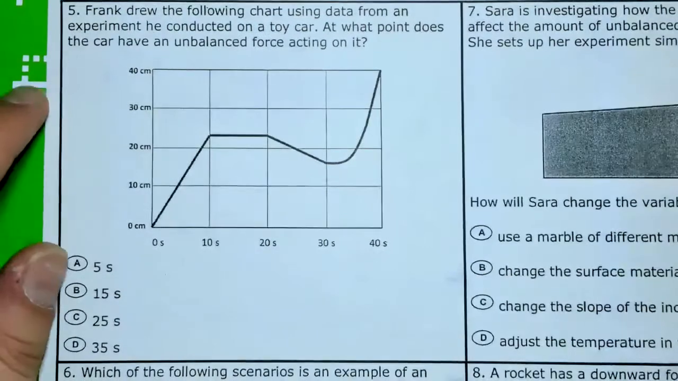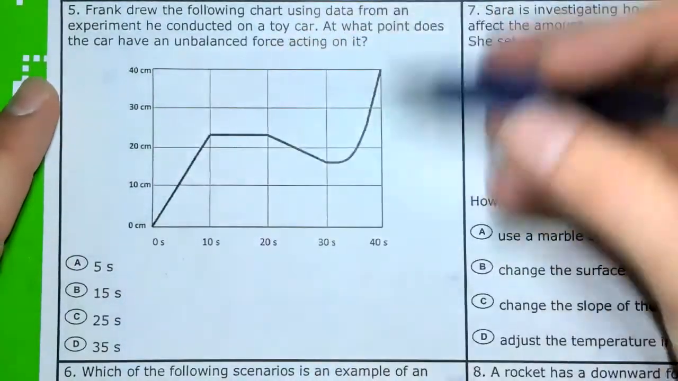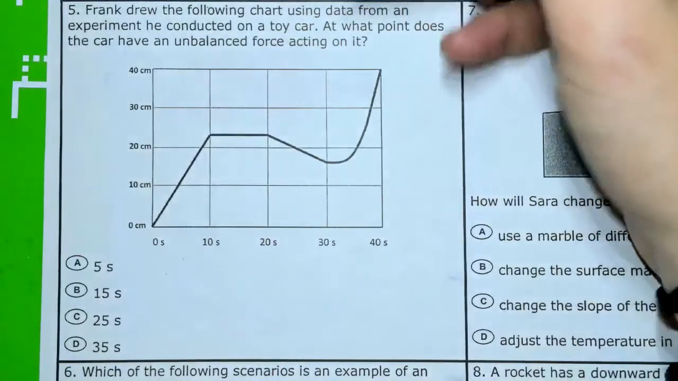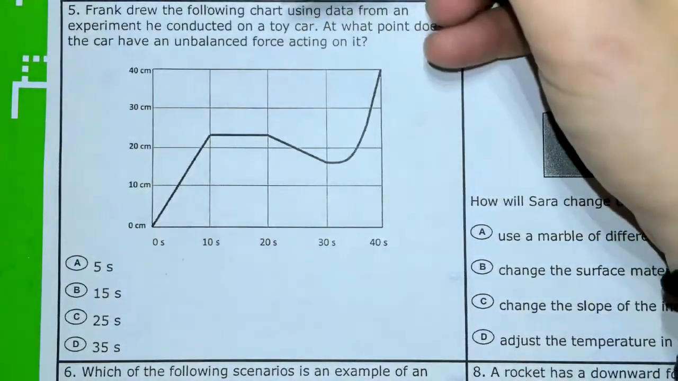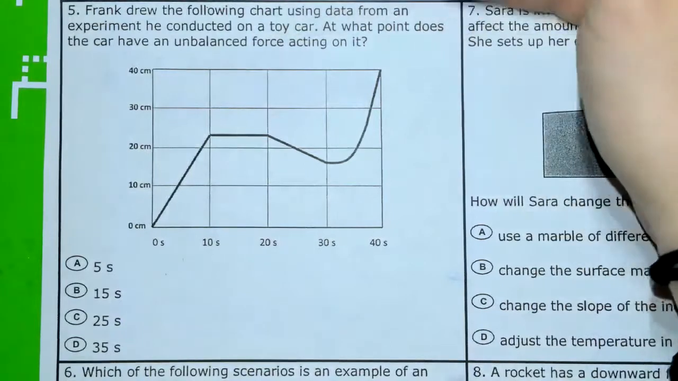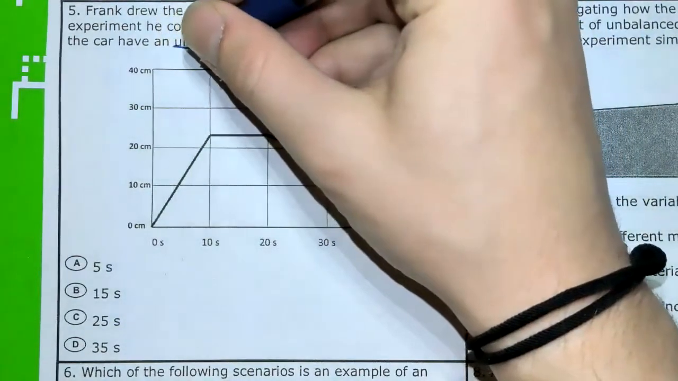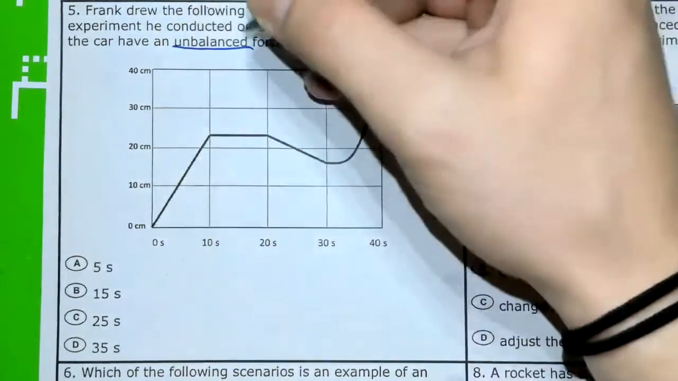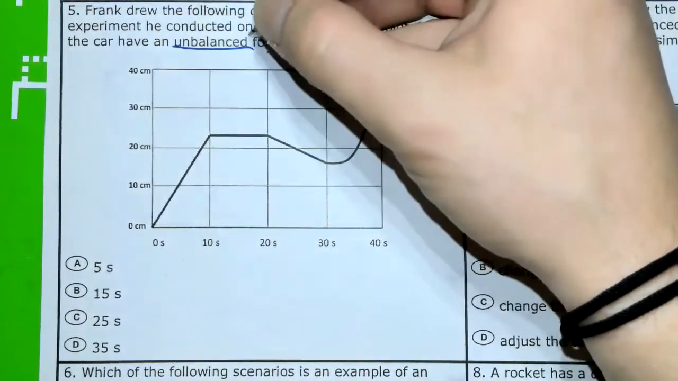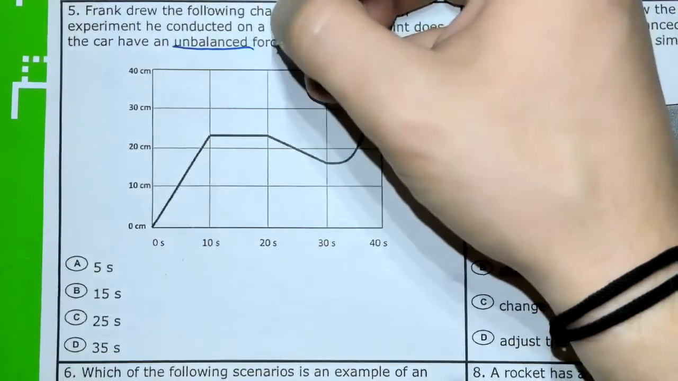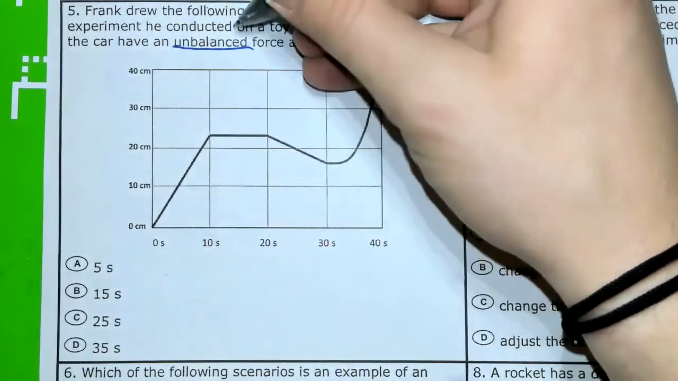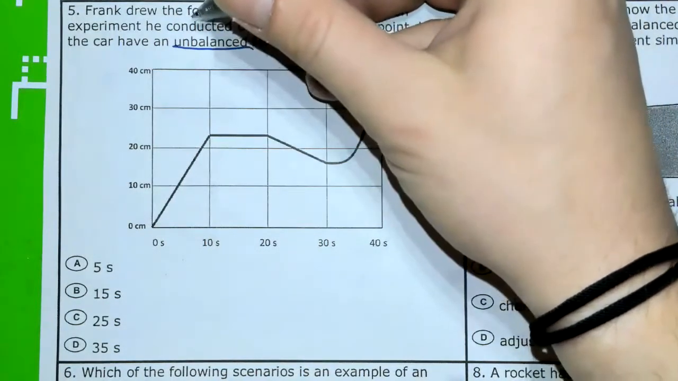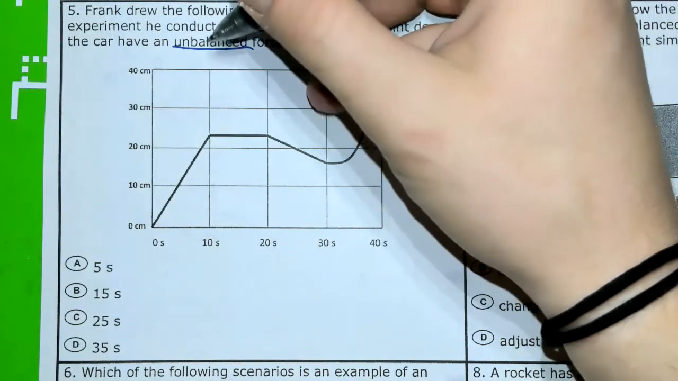All right, for number 5, we see this chart here. So let's always break down the stimuli, but it's asking us, at what point does the car have an unbalanced force acting on it? So we're looking for an unbalanced force. Now remember, unbalanced does not mean constant. A constant force means you're balanced, you're moving at a constant speed. Unbalanced force means you're either speeding up or slowing down. So we can't use straight lines.